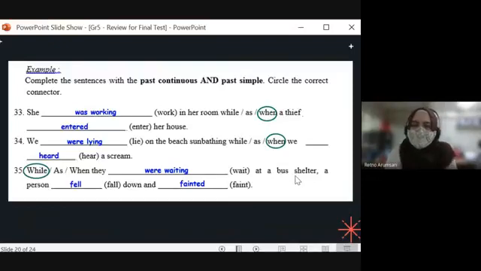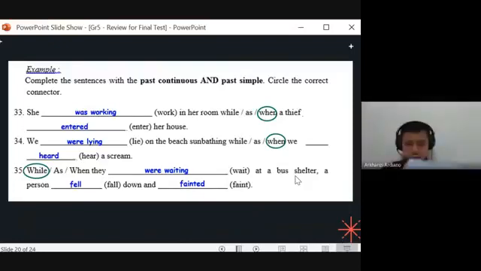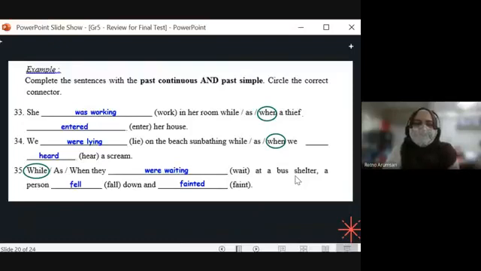Do you have any questions, 5C? No? Okay. We have like 10 more numbers, right? About modals. Can I continue to the next slide?